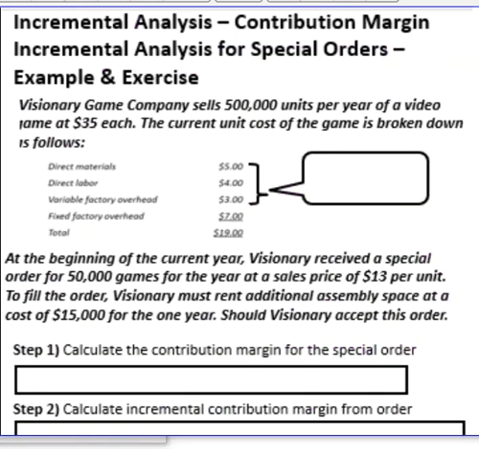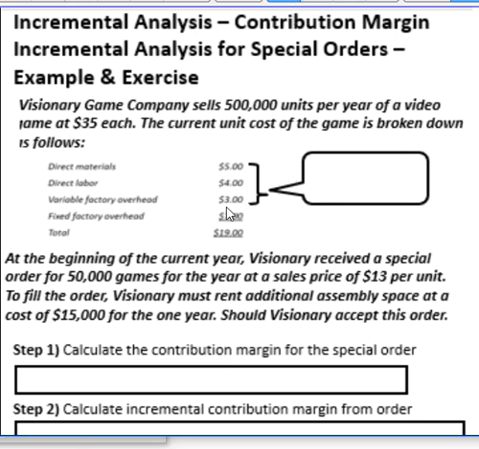Now let's do the Visionary game order again, but in this case we're going to use incremental contribution margin analysis just to see how that works. So again, Visionary Game sells 500,000 units and the normal selling price is $35 each. The current cost of the game is broken down as follows. And again, this is the exact same cost from our previous slides.